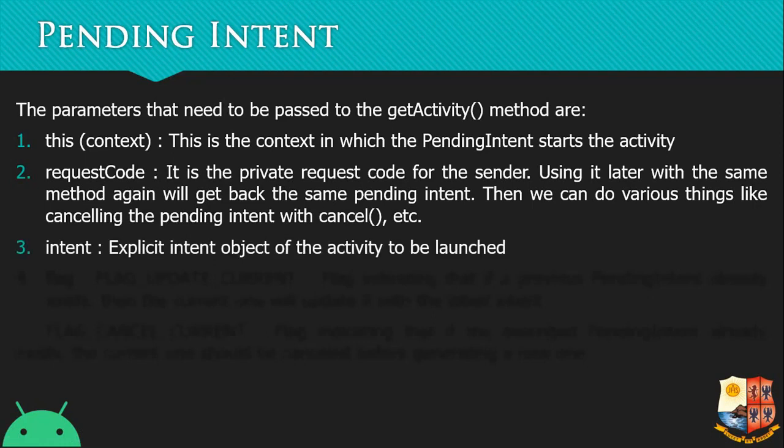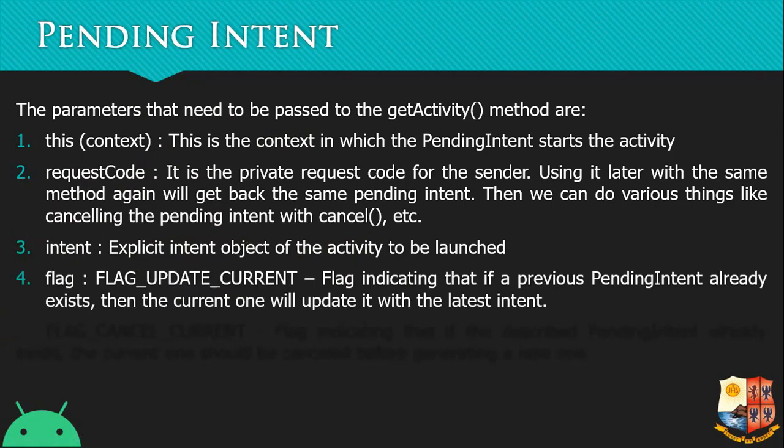Third one, by the way, please remember it is a pending intent, which means you have to execute an intent later, to keep it very simple. So what is that intent which you would like to launch in the future? That's the third parameter. Which intent? Please remember the word explicit intent object of the activity that has to be launched in the future. Fourth parameter you need to pass is flag.